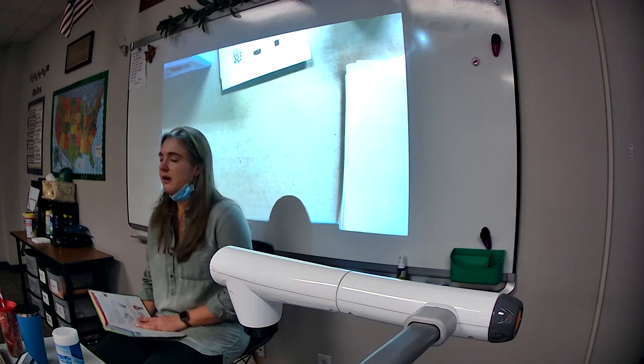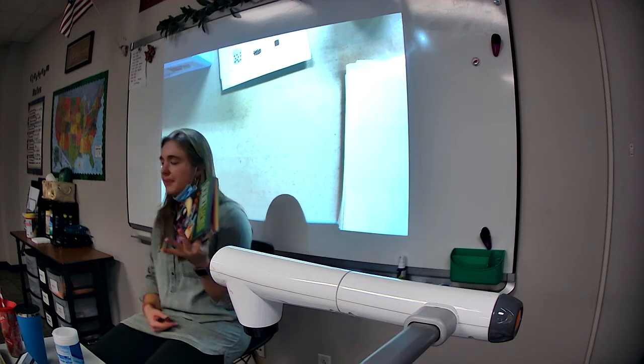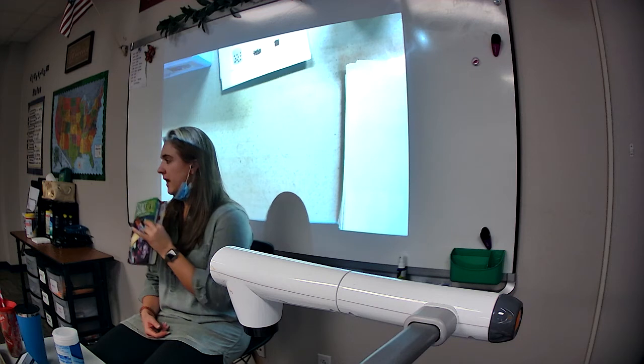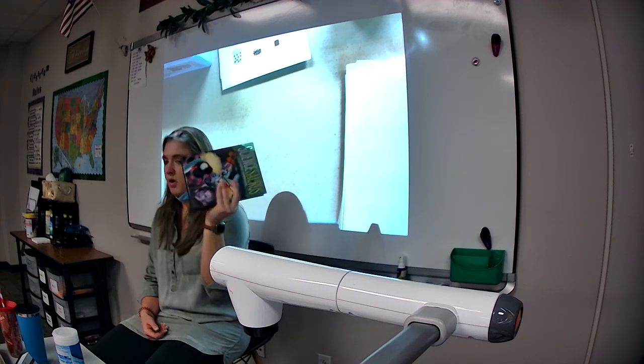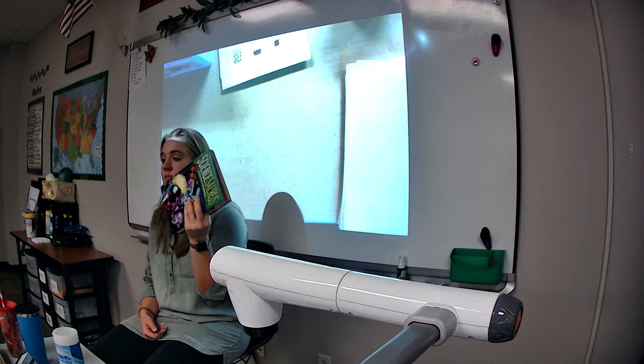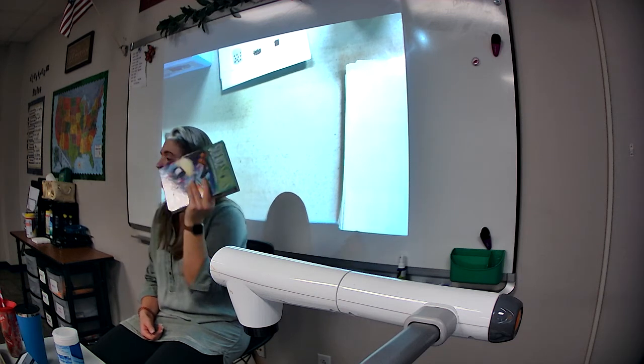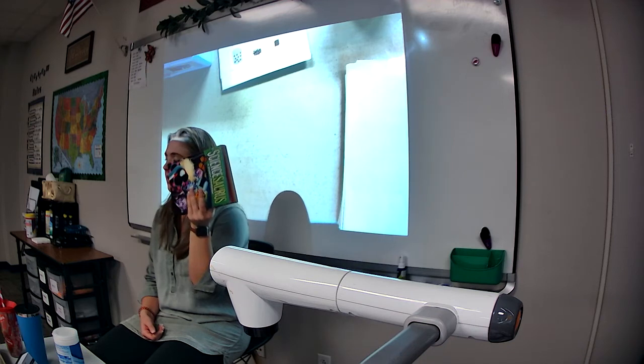Properties. Good. All right, look up here. All matter, or all things, have properties that we can use to describe them, right? Let's take this book, for example. What are some things you could use to describe this book? It is solid. Good. Davin? It is made of paper.